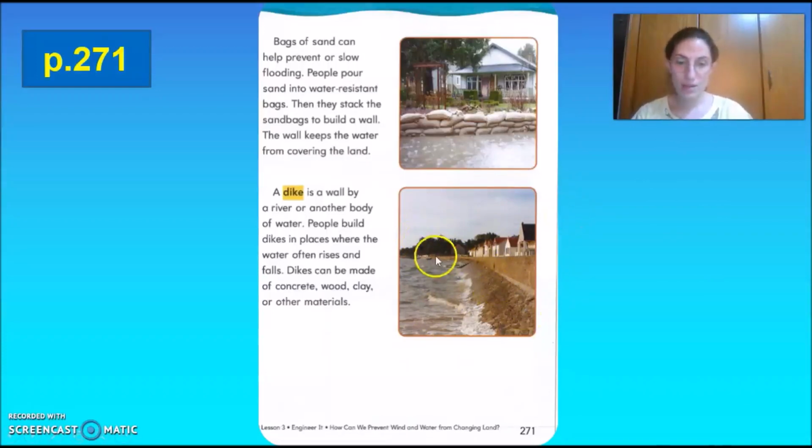They're telling us that the dikes could be made of different materials such as concrete, wood, clay, or any other material. Clear? So far, so good?